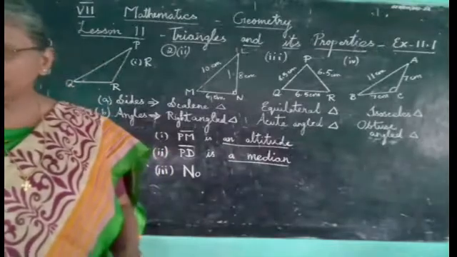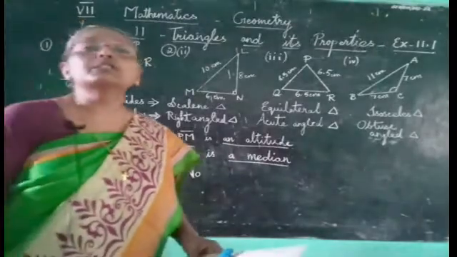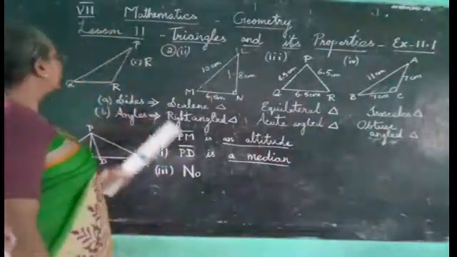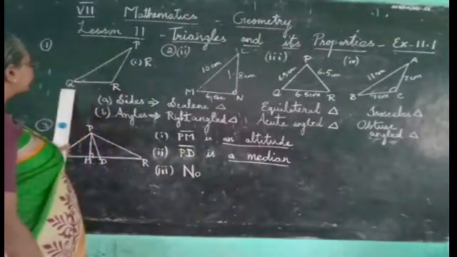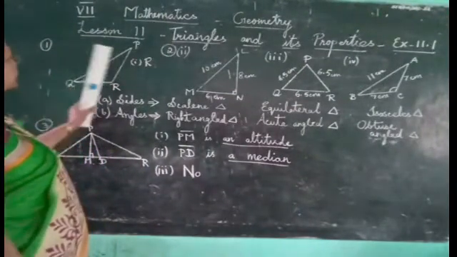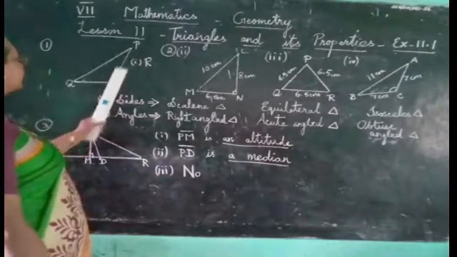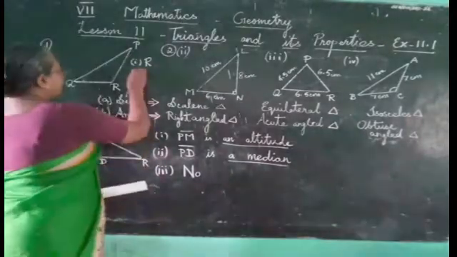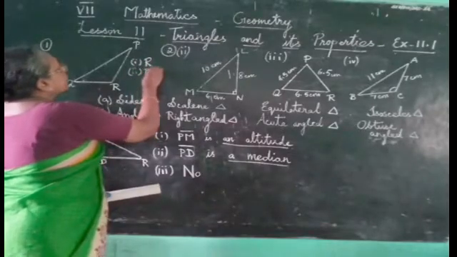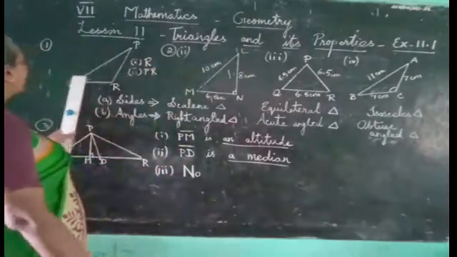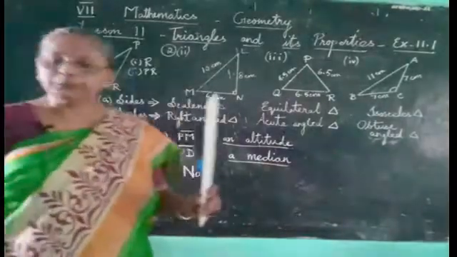Second one, name the side opposite to vertex Q. Which is the side opposite to vertex Q? It is the side PR. So for the second question, it is PR. This is the side opposite to vertex Q.